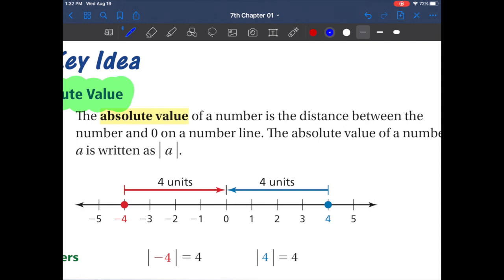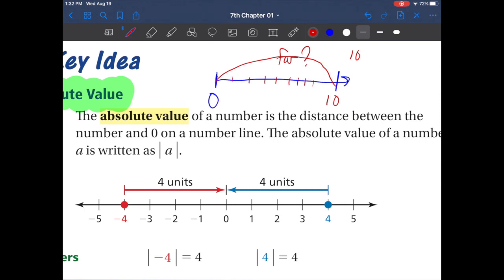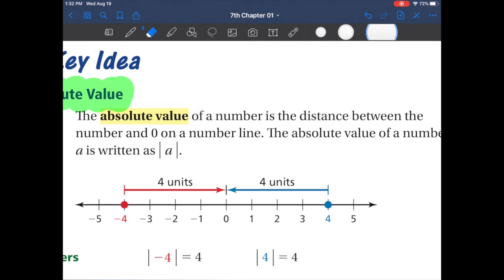So for example, if I draw a quick number line and I say, here's 0, and then here is the number 10. How far is 0 from 10, or is 10 from 0? Well, you're going to say it's 10 spots. The way you know is you're just going to count, right? 1, 2, 3, 4, 5, 6, 7, 8, 9, 10. So absolute value is distance.